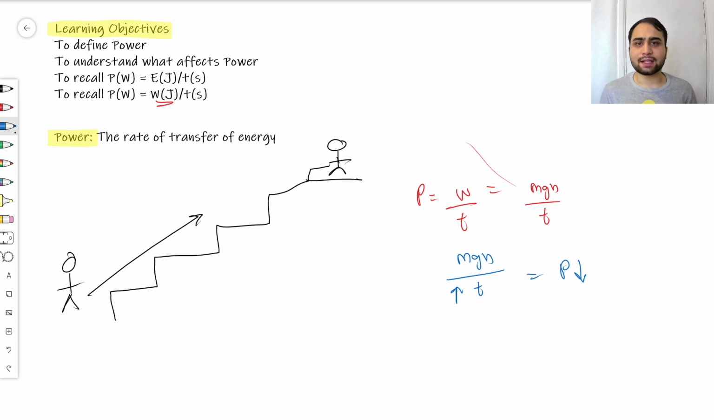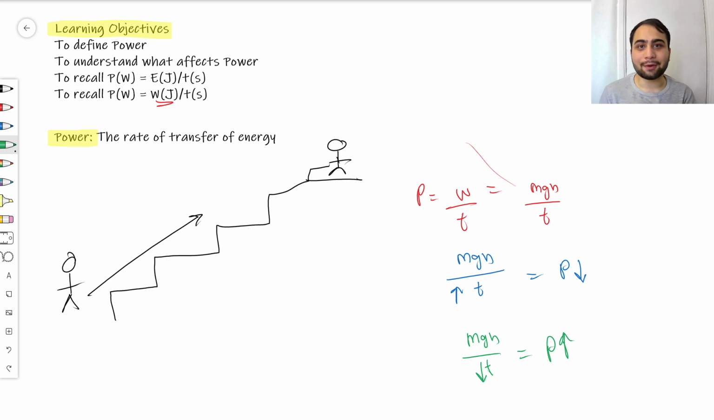But now let's imagine he runs up the stairs. Is he going to develop a lot of power or very little power? Well, he's going to develop a lot of power. That's because mgh is the same. It's the same set of steps, so we're still going up the same height. The mgh is completely the same, but now the time taken to go up those steps is very little, because he's doing it so fast, and so the power developed by the stickman is very great.